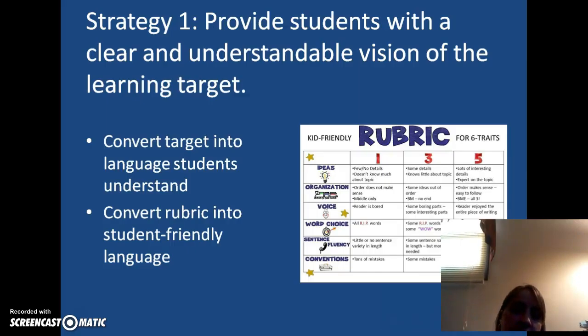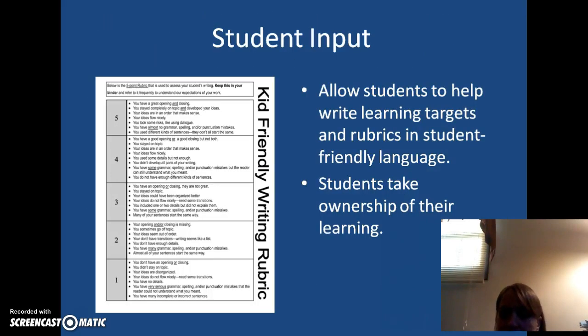Strategy 1, providing students with a clear and understandable vision of the learning target. The target and the rubric need to be converted into student-friendly language so students understand how they're being assessed. It is so important to allow students to help write the learning targets and rubrics in the student-friendly language because this allows students to take ownership of their learning and they have a better understanding of how they will be assessed prior to completing an assessment.